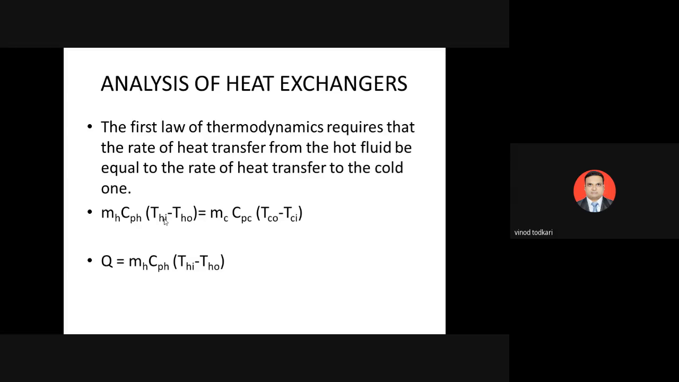How will you work out QC? It is MC CPC into bracket TCO minus TCI. So the second step is to work out the heat transfer rate. I believe that both steps are clear to you.